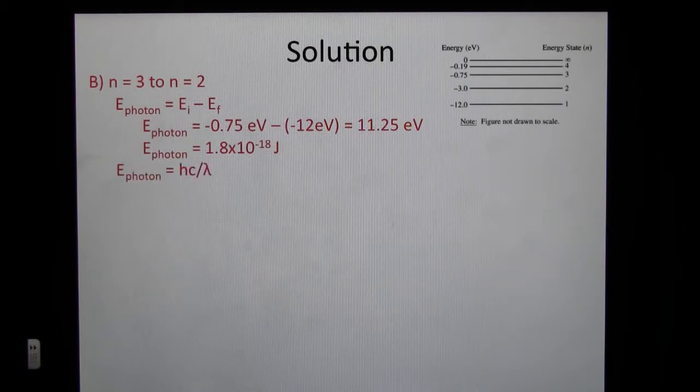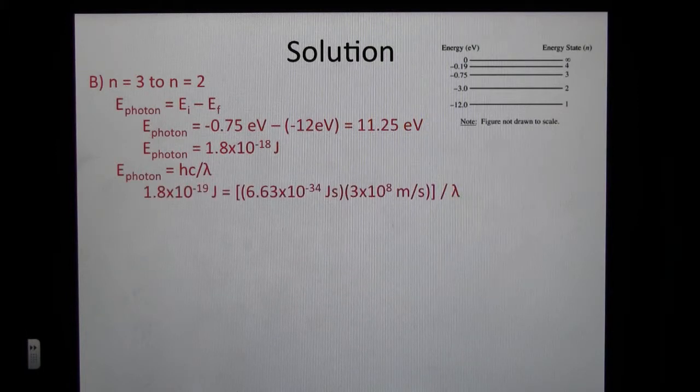We can plug this energy into Planck's quantum hypothesis formula, E equals hc over lambda. We can also plug in h, Planck's constant, and c, the speed of light, and solve for lambda, or the wavelength. We find the wavelength to be 1.105 times 10 to the minus 7 meters, which is 110.5 nanometers. That is the longest possible wavelength.